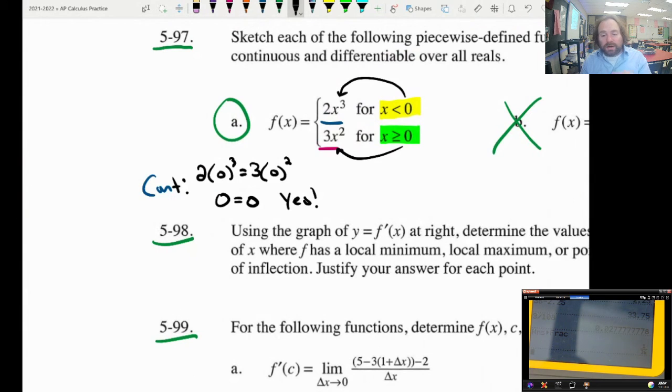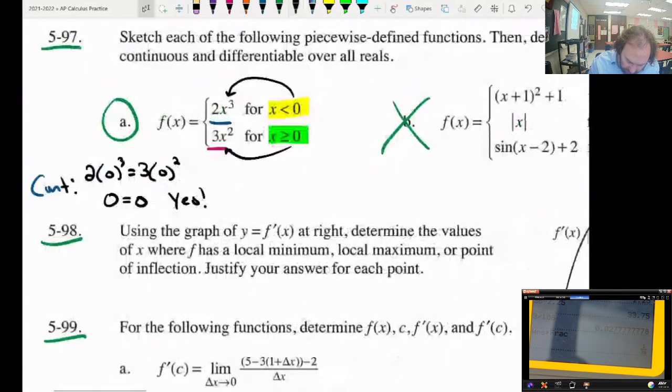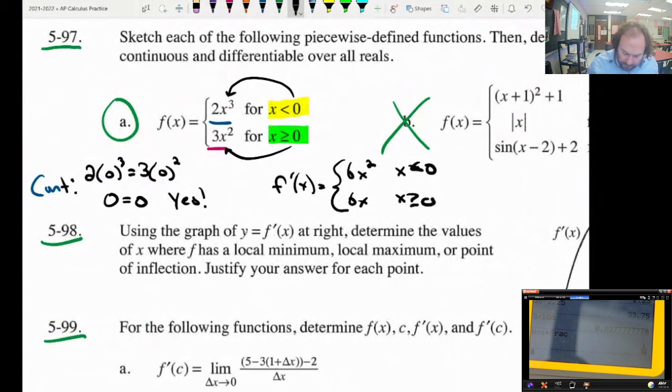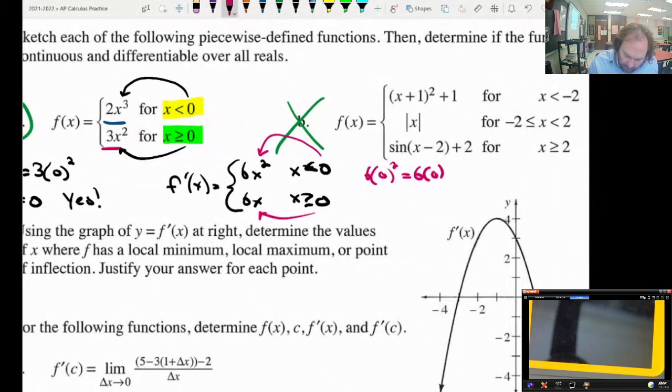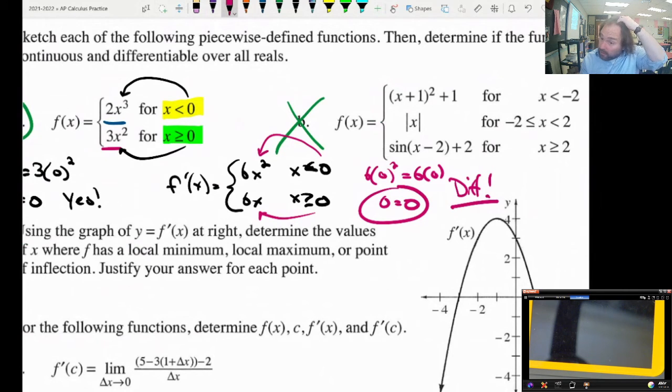For differentiable, you want to play the same game, but with the derivatives of the function. So f prime of x: the derivatives would be 6x squared for the first part and 6x for the second part. This is when x is less than 0, and this is when x is greater than or equal to 0. If we plug 0 into both these functions, the same thing happens. 6 times 0 squared does equal 6 times 0, so 0 equals 0, and it's also differentiable. So, yes, it's differentiable and continuous for all values of x. Pretty cool. Don't like B.